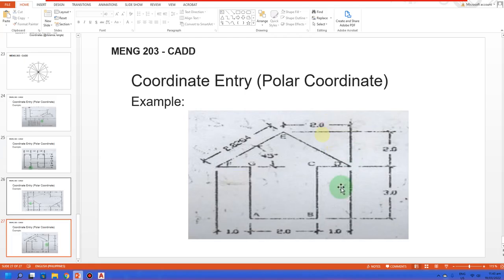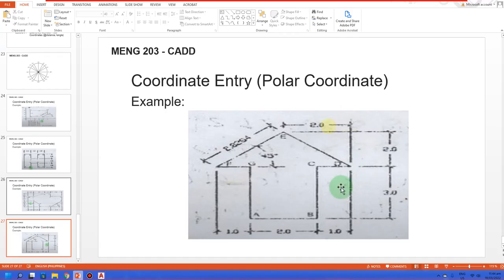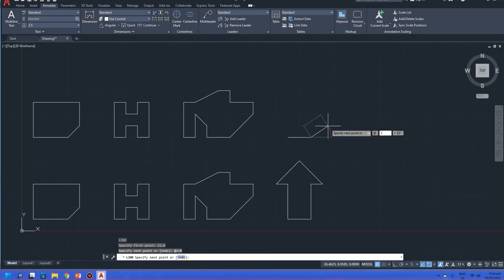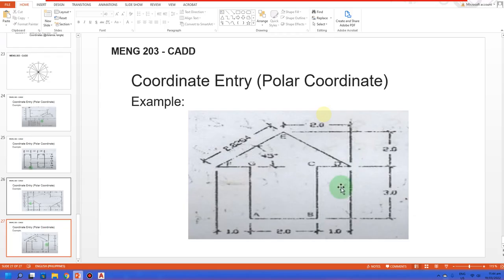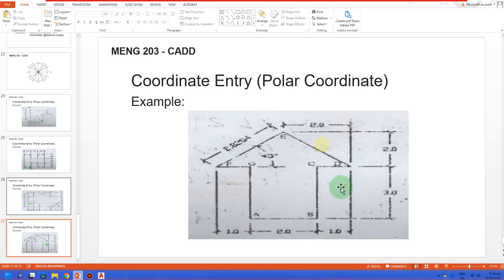Okay, let's try to do this example. The distance is 2, angle is 0. And then distance is 3, angle is 90. Distance is 1, angle is 0. And then here we go again.